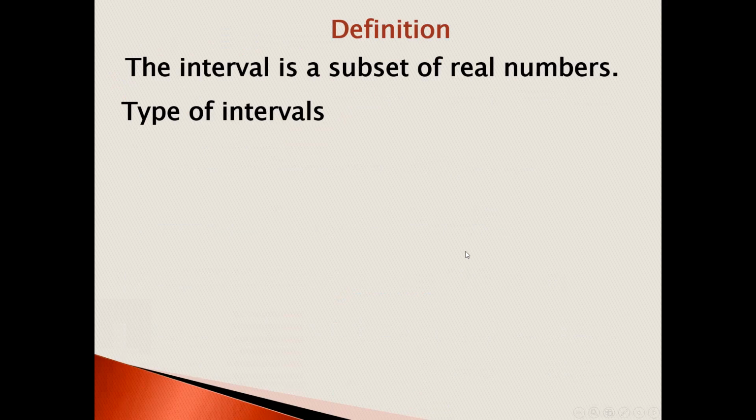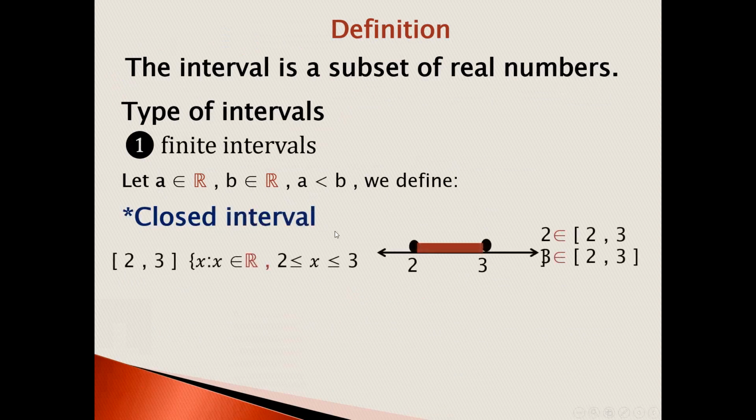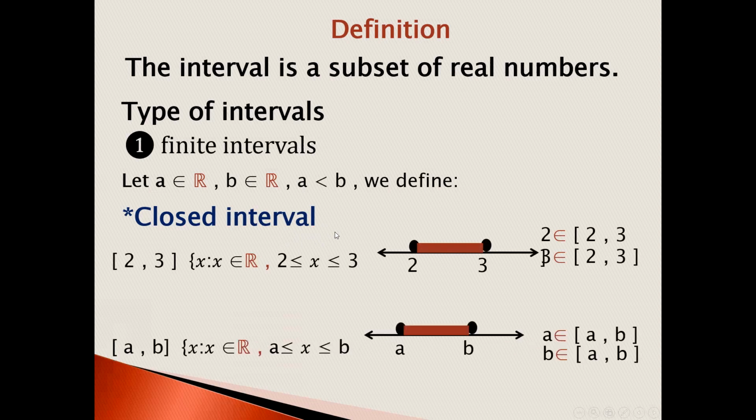First, I want to know the meaning of interval. Interval means a period between two numbers. It's a subset of the real numbers. There are types of interval. The first is the finite interval. Let A belong to R and B belong to R, A less than B. We define the interval as closed interval or open interval.